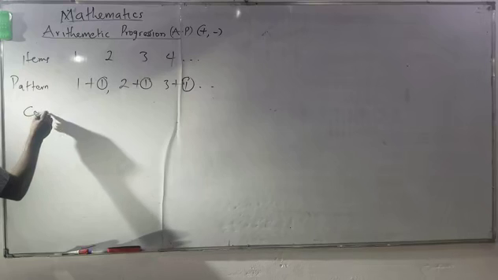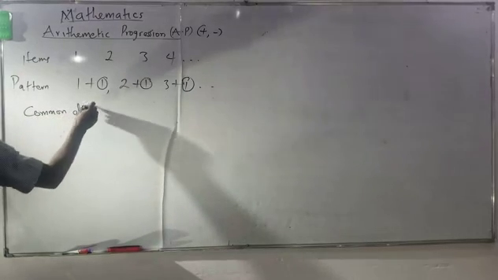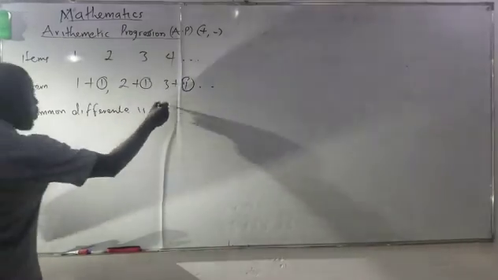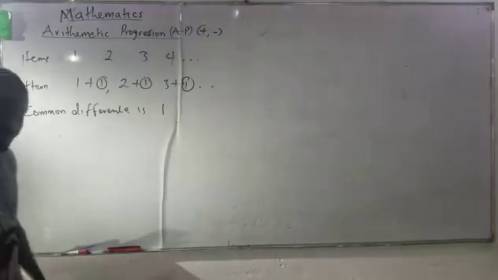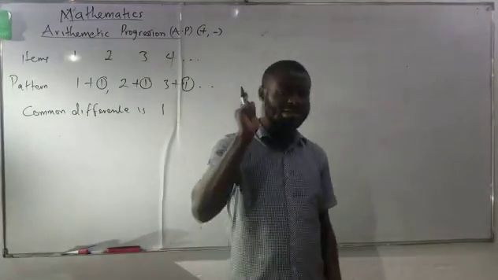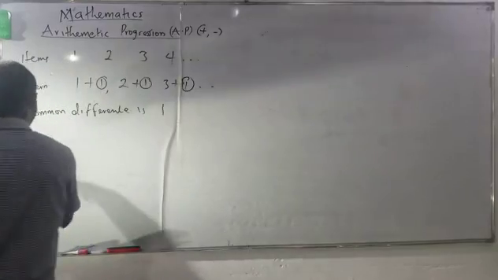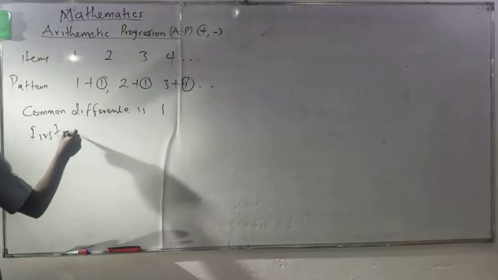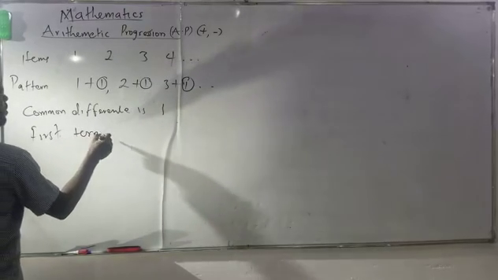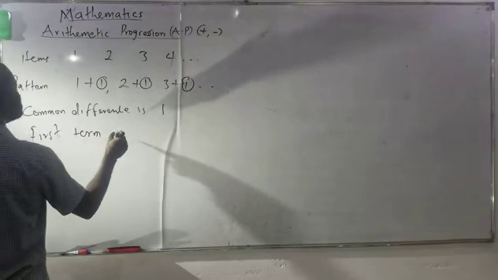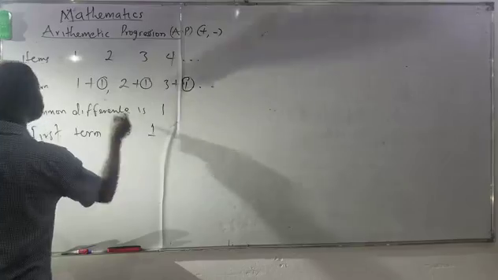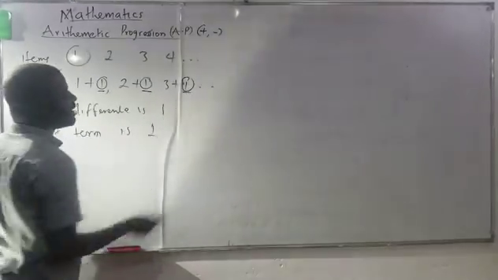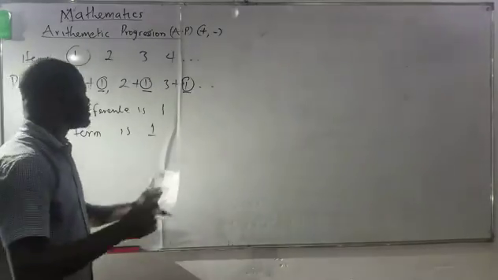So I will now say that my common difference is 1. The number we call the leading term is the number that is first in the system. The first term is 1, because this is the first number. And the common difference is 1, which means the difference between them is 1.